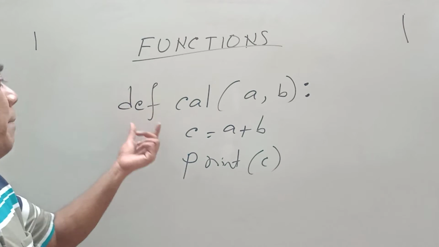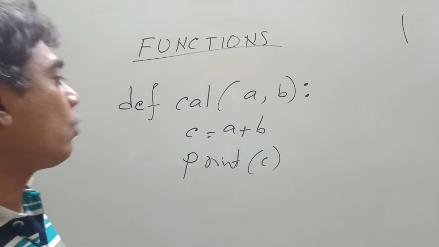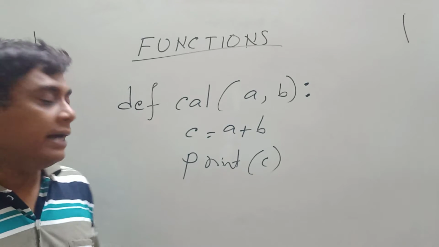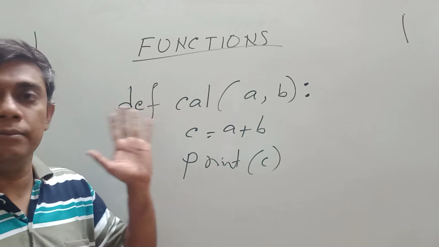Understood? First we have to write def, then the name of the function. Within bracket we have to write the arguments. And in the body we write C equal to A plus B. The next line we write print C, which means it will print the value of C.